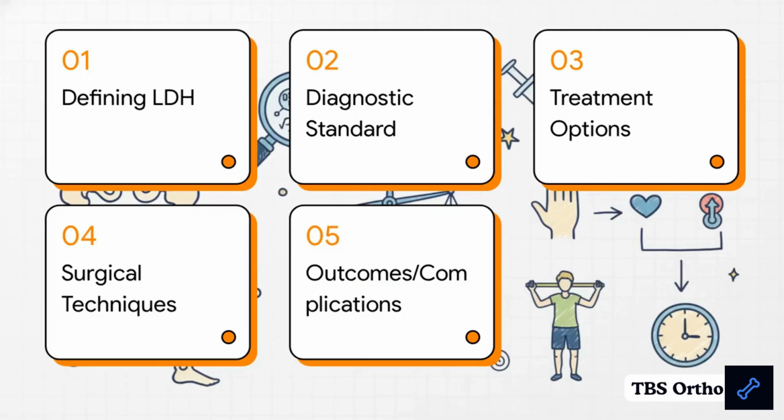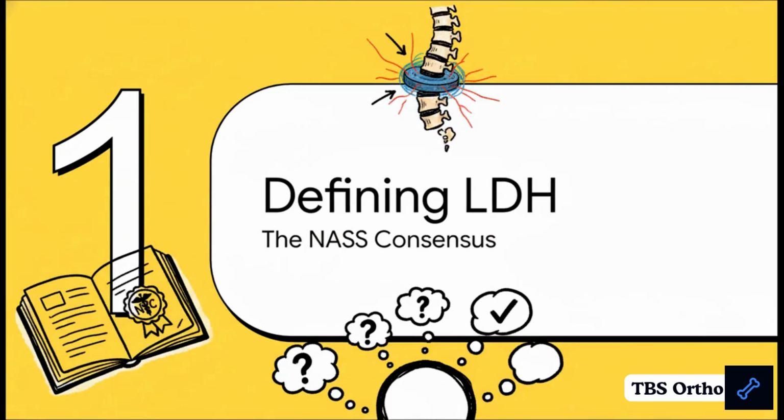So, here's our game plan. We're going to walk through 5 key areas. We'll start with the basics, getting the definition right, and then build all the way up to the practical stuff, patient selection, surgical techniques, and of course, outcomes. Okay, let's jump right in.